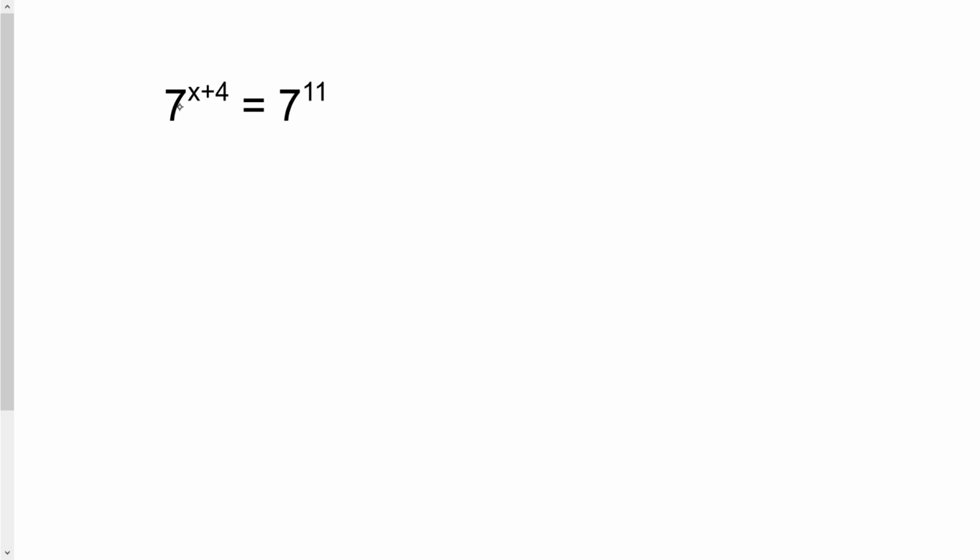All right, my bases are the same, so I can ignore them. It leaves me with x plus 4 equals 11. Minus 4 from both sides to get rid of the constant. Leaves me with x equals 7.